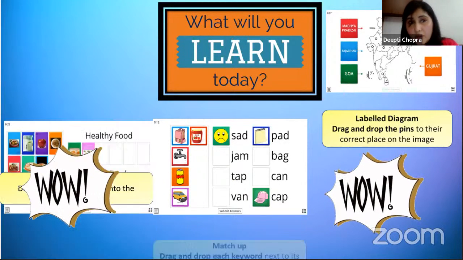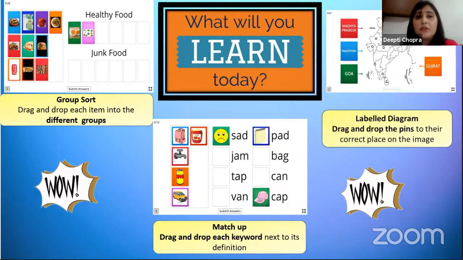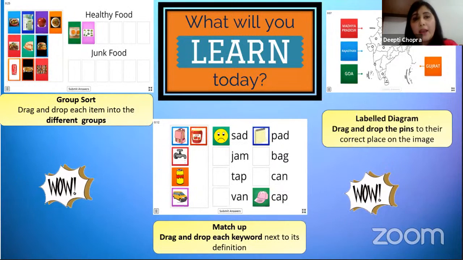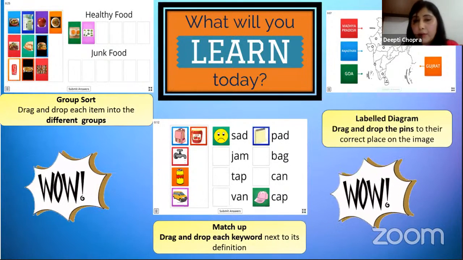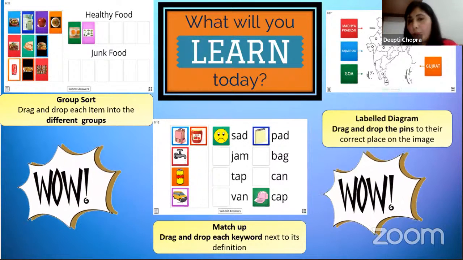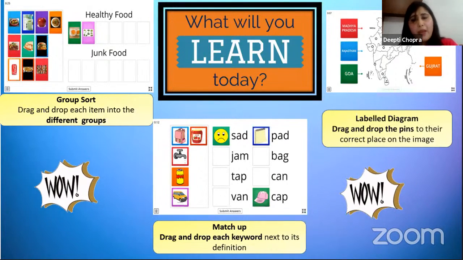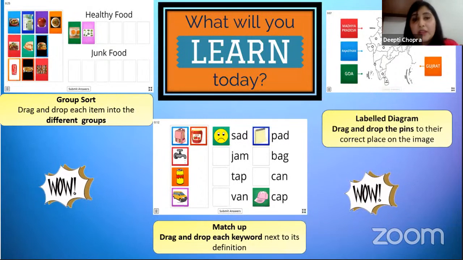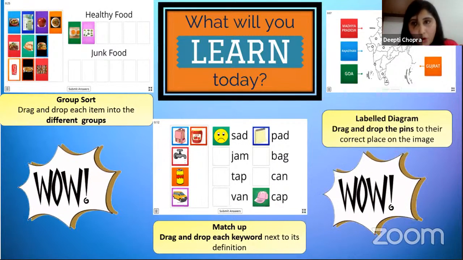What all we are going to learn today is group sorting activity, where the child has to drag and drop each item into different groups. Then we'll learn about matchup activity, where the child has to drag and drop each keyword next to its definition. Then labeling the diagram, drag and drop the pin to the correct place. These 3 things we are going to learn, and the wow is already there on the screen. I am sure you all are going to enjoy, and kids enjoy it the most.